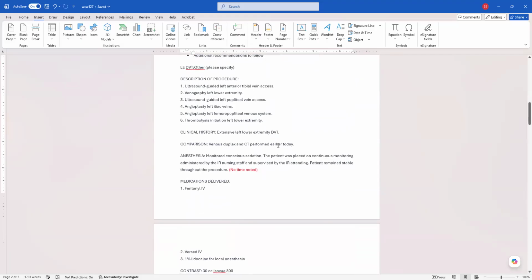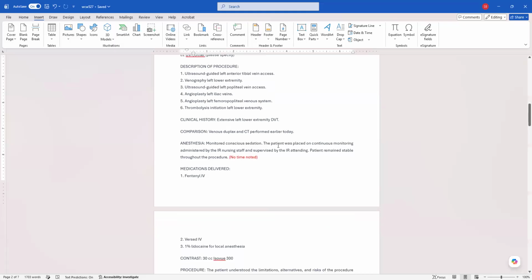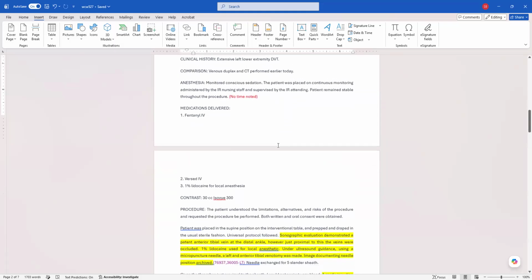So here, again, like I usually do, I like to look at the procedure list first to give me a feel for what we're doing. So we have access at the anterior tibial vein, venography of the left extremity, another access at the left popliteal vein, angioplasty of iliac veins, femoral popliteal venous system, and then thrombolysis initiation. And so now we're going to get into the procedure.